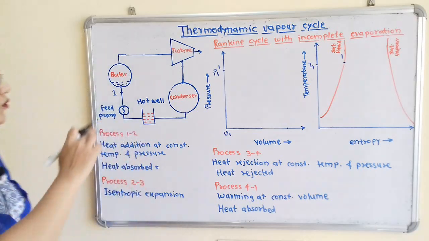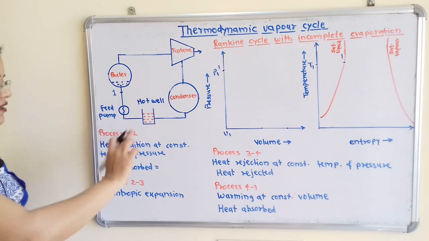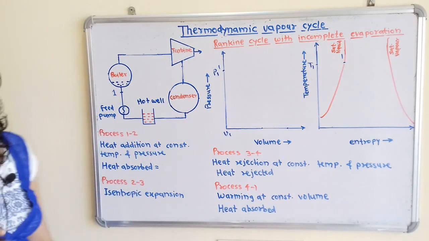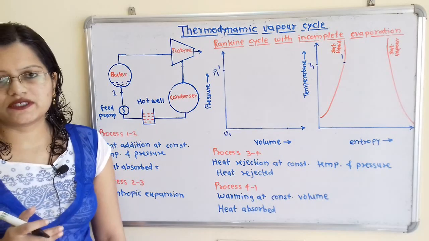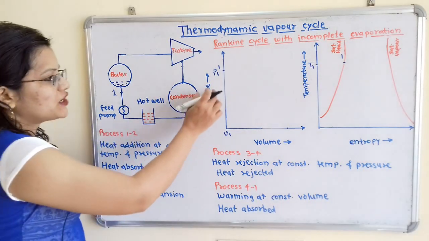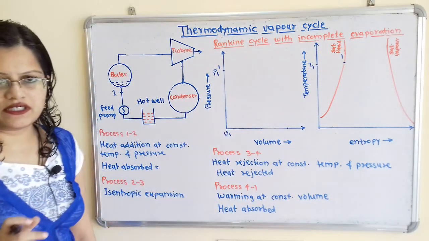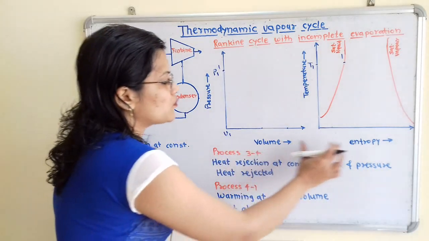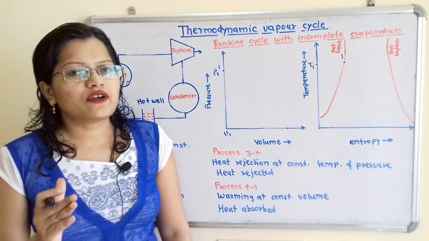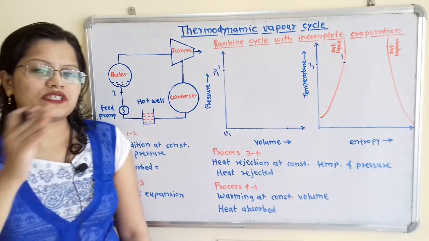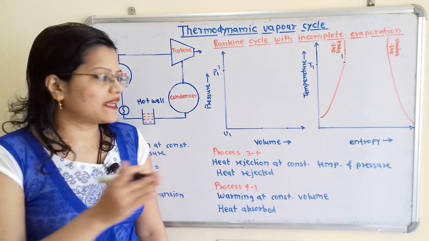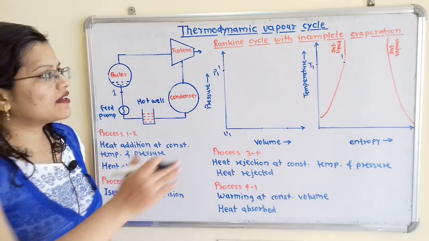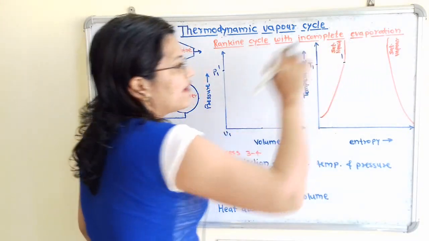So process 1 to 2 is taking place inside the boiler, which is heat addition at constant temperature and pressure. Now we have to show this process. So we have to keep pressure constant, temperature constant. Now what is the effect of heat addition on other parameters, that is volume and entropy? So we know that during the heat addition process, volume is getting increased as well as entropy is also getting increased. Now if we observe the condition, there is incomplete evaporation.